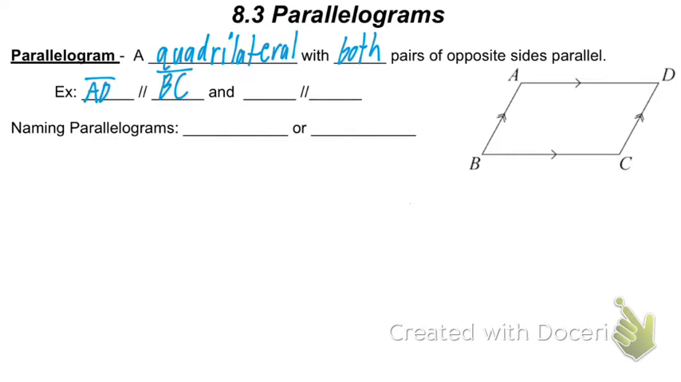Now what do we see marked on sides AD and BC? The little arrow, right? That arrow tells us they're parallel. Now, we see 1 arrow here. Do we see 2 arrows somewhere else? Yeah, there's 2 arrows. Does that mean they're parallel to the ones with 1 arrow? No, but they're parallel to the other ones with 2 arrows.